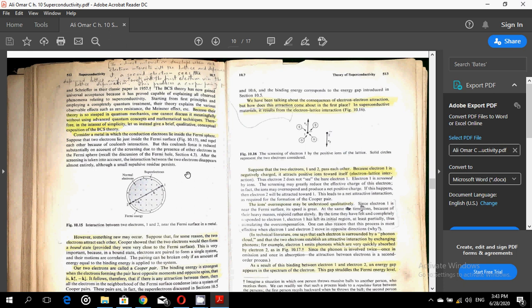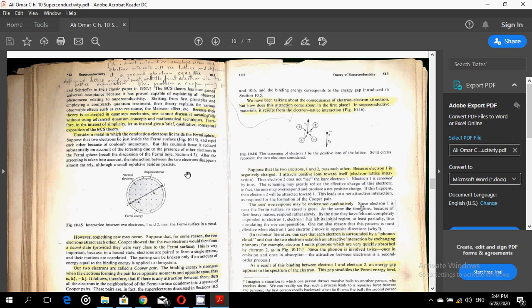The ions' over-response may be understood qualitatively. Since electron 1 is near the Fermi surface, its speed is great. At the same time, the ions, because of their heavy masses, respond rather slowly. By the time they completely respond to electron 1, it has left its initial region, at least partially, thus stimulating the overcompensation.